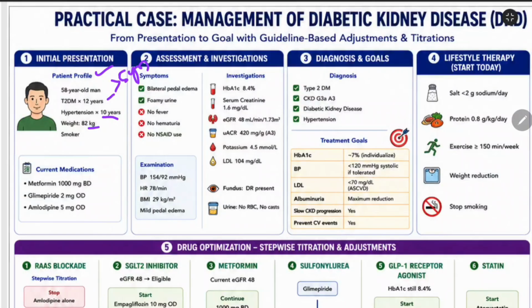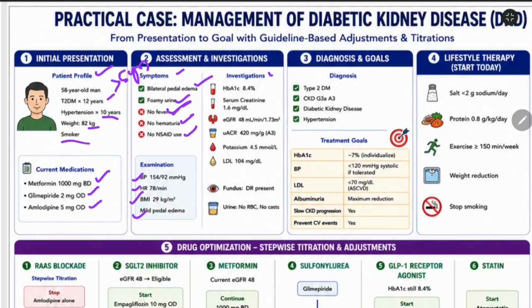Weight 82 kgs and he is a smoker. Current medication: metformin 1 gram BD maximum dose, glimepiride 2 mg once daily, amlodipine 5 mg once daily. Symptoms of the patient: bilateral pedal edema, foamy urine but no fever. So you should exclude these things: there is no fever, no hematuria, no NSAID use. On examination, BP is 154/92, which is raised. Heart rate is 78 per minute. BMI is 29 and there is mild pedal edema.